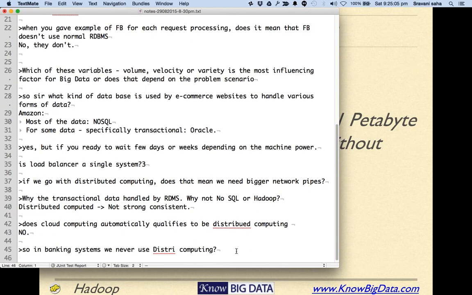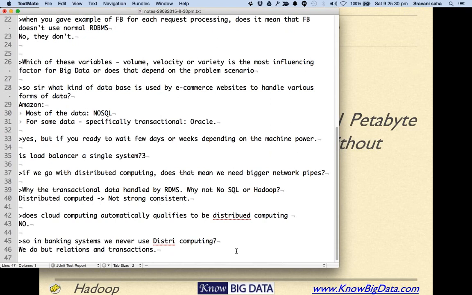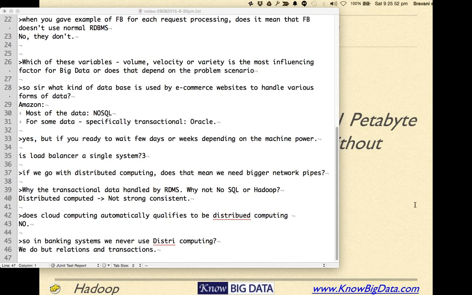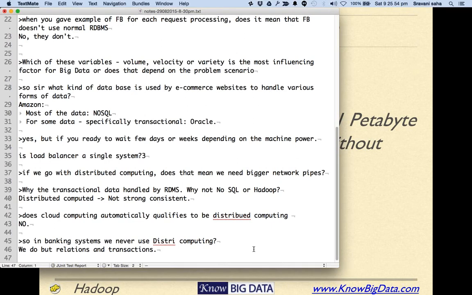Next question from Nandini is that, in a banking system, we never use distributed computing. We basically try to avoid most of the structure, such as relations and transactions. Because the moment you bring in relations, transactions and strong structure, suddenly you realize that you cannot handle the load, because that makes the whole parallel or distributed computing a single node. Did I make sense, Nandini?